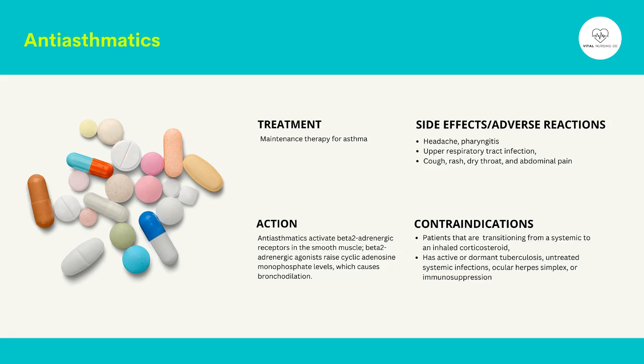Fluticasone propionate and salmeterol inhalation powder are contraindicated for use as the main treatments for status asthmaticus or other acute asthmatic episodes. When a patient is transitioning from a systemic to an inhaled corticosteroid, has active or dormant tuberculosis, untreated systemic infections, ocular herpes simplex, or immunosuppression, use with caution. Patients who are at high risk for decreased bone mineral content include those with a family history of osteoporosis, prolonged immobilization, or long-term use of medications that reduce bone mass.